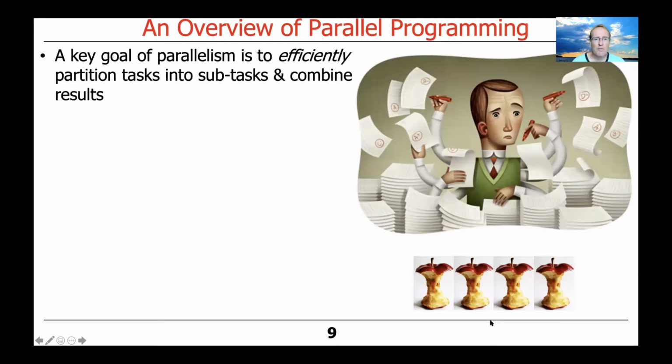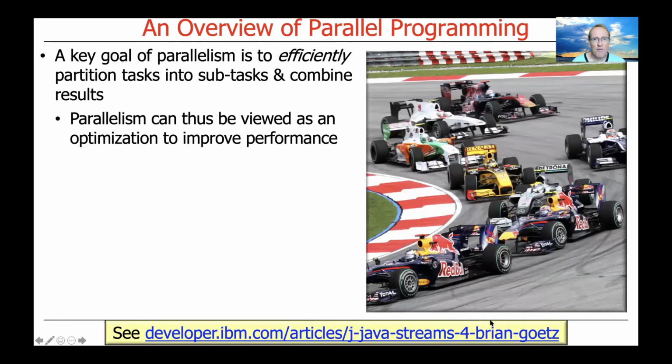A key goal of parallel processing is to efficiently partition tasks into these subtasks and efficiently combine them back together again when we're done. If we can't efficiently split and efficiently combine, then oftentimes there's no real benefit from doing parallel processing at all. We're just spending all of our time splitting things up and recombining them. You can therefore view parallelism as an optimization intended to improve the overall performance of the system.